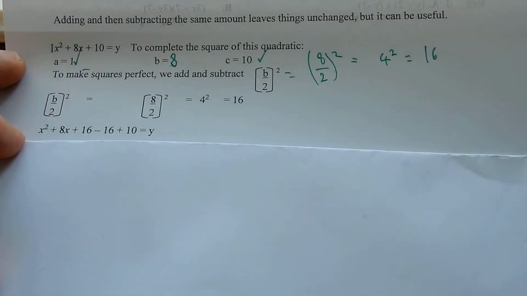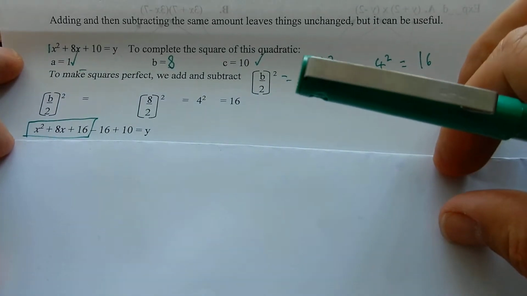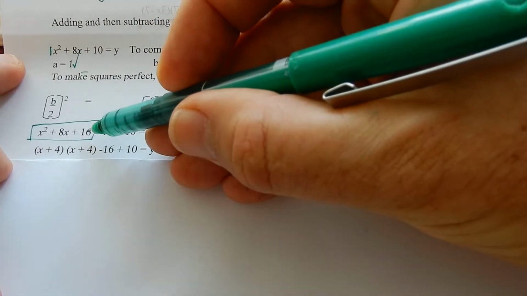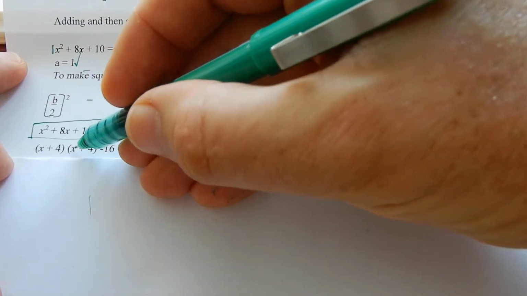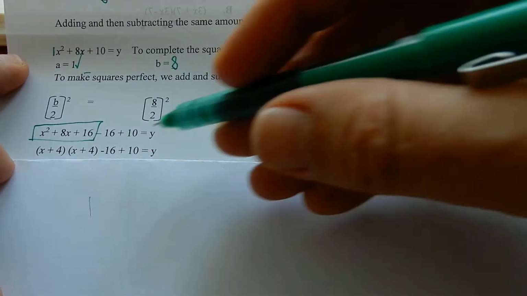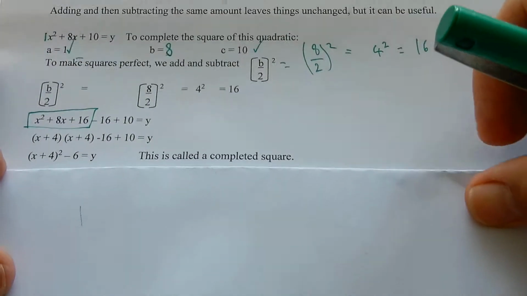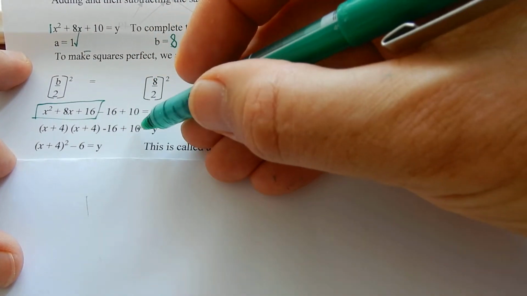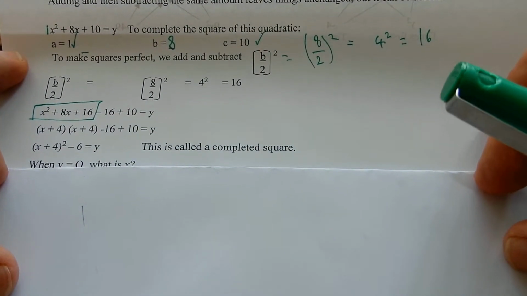It's going to be useful because this bit now, having done the b over 2 squared, can all go into brackets. It's a perfect square. 4 times 4 gives you the 16. x times x gives you the x squared. x times 4 and 4 times x gives you the 8x. That's a perfect square. x plus 4 is x plus 4 squared. Minus 16 plus 10 is minus 6. This is a completed square. You've just completed a square.